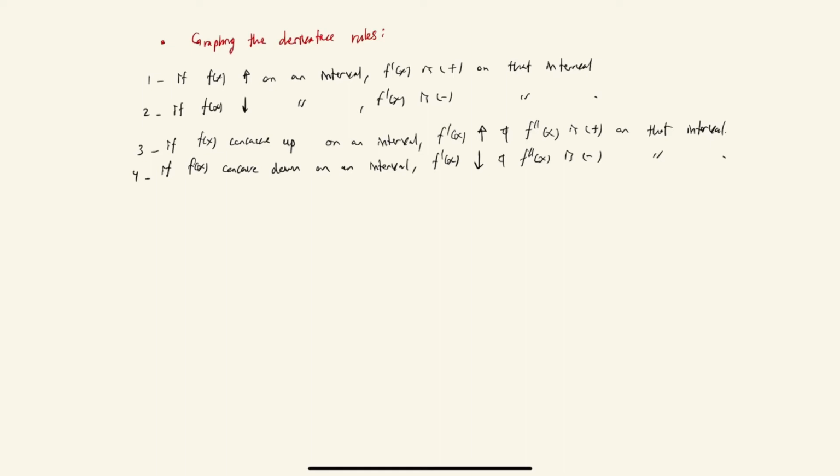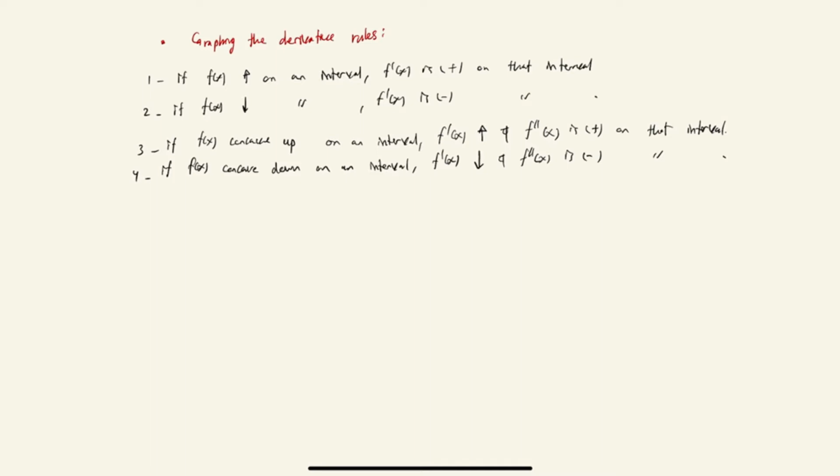In this video, I'm going to derive the rules of graphing the derivative. The rules for number 1 and 2 are about when f of x is increasing or decreasing. For number 1, if f of x is increasing on the interval, then the derivative is positive on that interval. For part 2, if f of x is decreasing on the interval, f prime of x is negative on that interval.